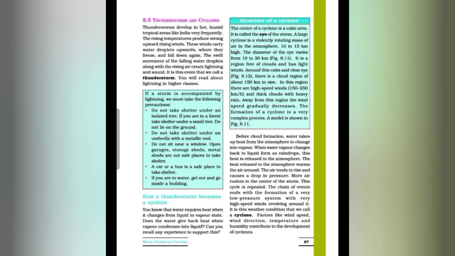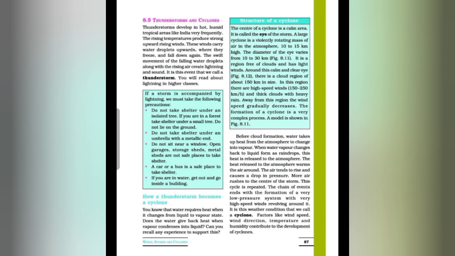Then more air rushes to the center of the storm and this cycle repeats, and the chain of events ends with the formation of a very low pressure system with very high speed winds revolving around it. So the weather condition consisting of a system of high speed winds revolving around a central area of very low pressure is called a cyclone.